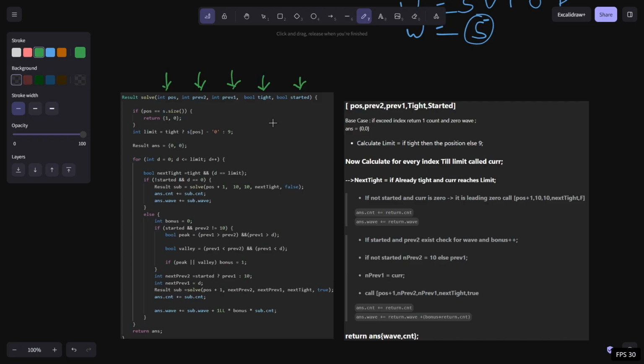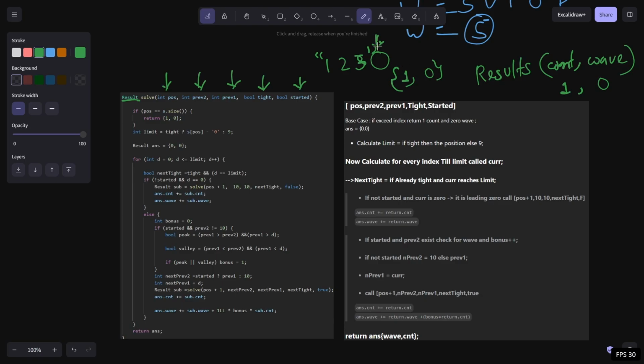Okay. So basically how we are going to start is, if we exceeded the position beyond the index of the string size. Suppose we are given 1 2 3 as a string. If we exceed the position beyond the string size, what we are going to do is return 1 and 0. And why are we returning a pair? Because the answer is of the result data type, and the result stores the number of combinations and the number of ways. So it's in reverse order. We got one combination but we got zero ways.